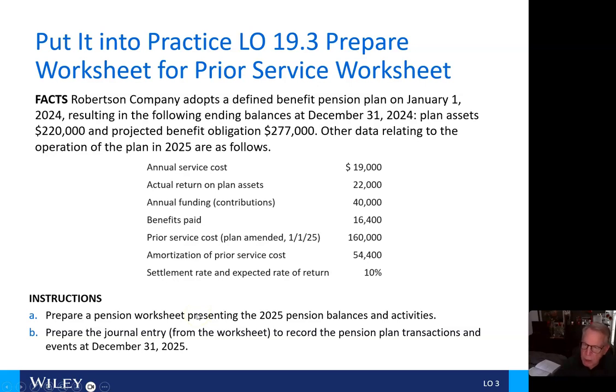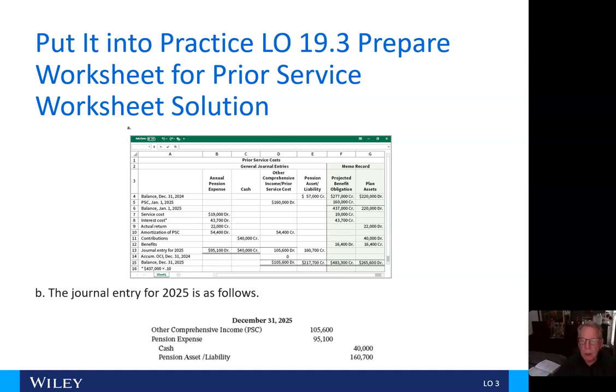They want you, Alpha, to prepare a pension worksheet presenting the 2025 pension balances and activities. And Bravo, prepare the journal entry from the worksheet to record the pension plan transactions and events at December 31, 2025. So here's the worksheet, plugged in all the numbers here for service cost, interest cost, annual return, amortization of prior service cost, contributions, and then prior service cost beginning 2025, amortization of prior service cost, and then the pension liability.